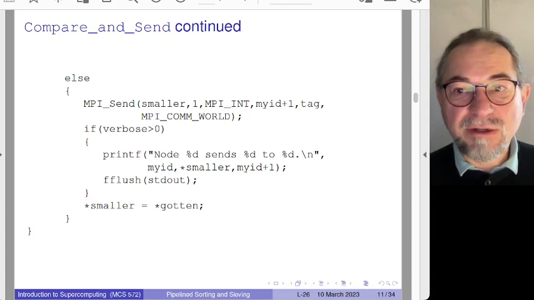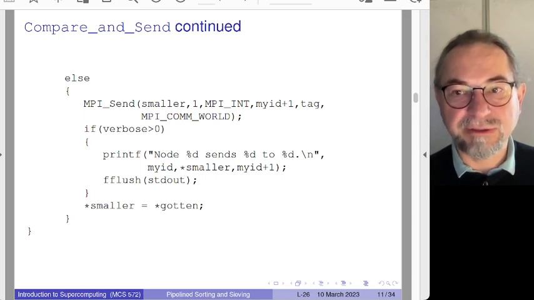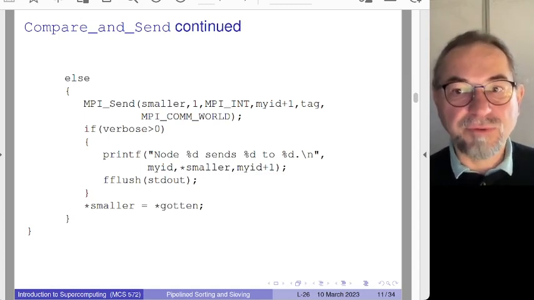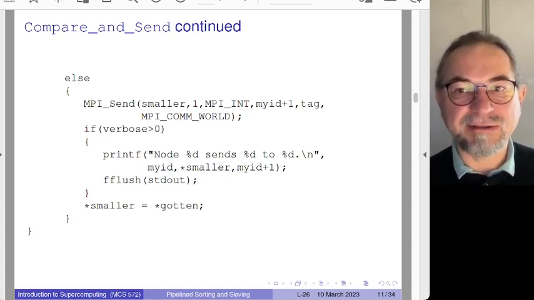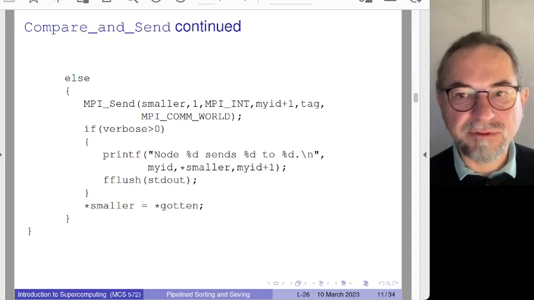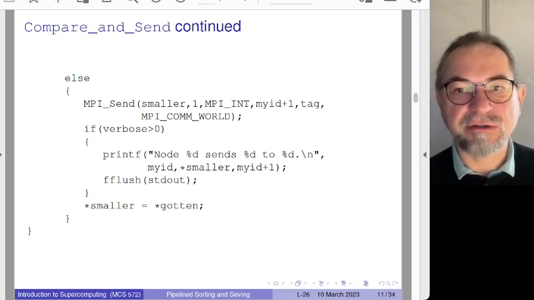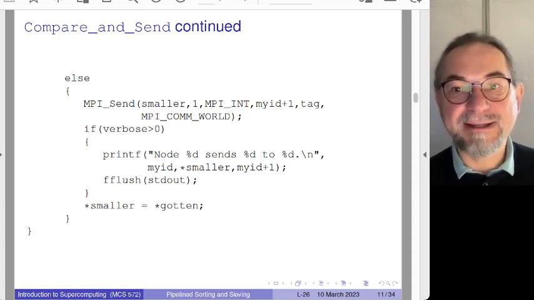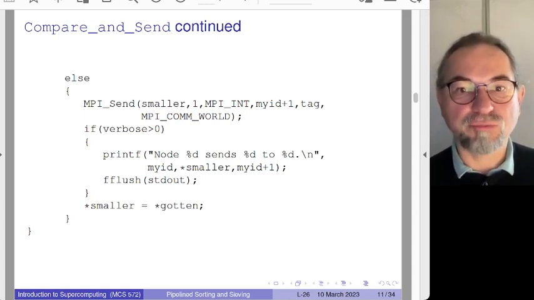The other case, when the received number is smaller than the number that was stored at the processor, in that case the number that used to be smaller is sent to the next processor in the pipeline. And in that sense, there is a readjustment that is done. The received number, which happened to be smaller, is now stored as the smaller number.